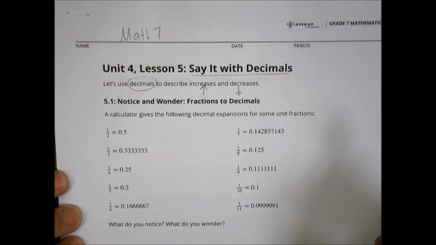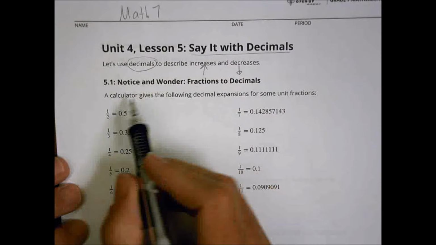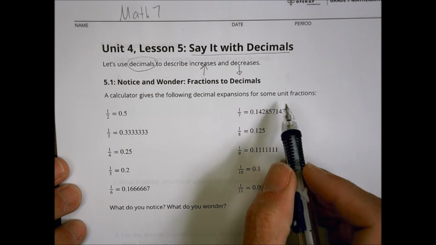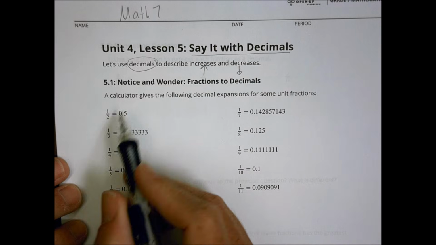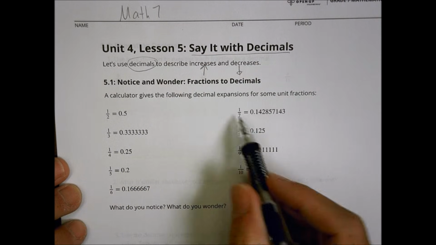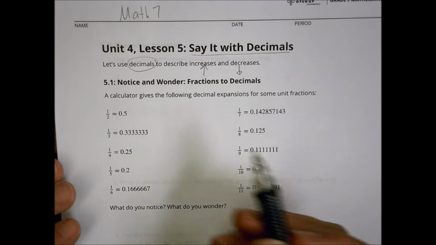Alright, so you began today's lesson with another notice and wonder from fractions to decimals, and it says that a calculator gives the following decimal expansions for some unit fractions. What you were looking at in class today was these fractions, 1/2 all the way up to 1/11th. If you use a calculator, what would actually come up on your screen?